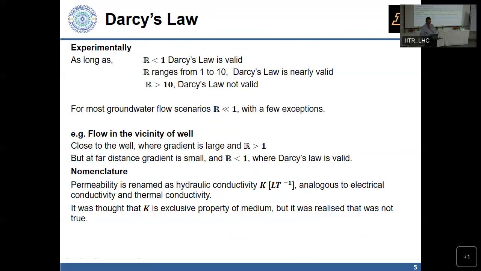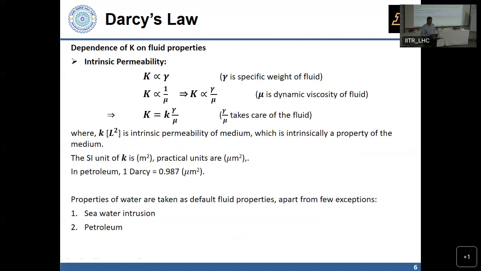Initially, it was thought that this conductivity is a property of the medium, and it would be if the fluid was always water, and if the fluid properties were not going to change with things like temperature. But otherwise, it does depend on the media and the fluid, on the porous media and the fluid. So conductivity is proportional to gamma, inversely proportional to viscosity, and so on.